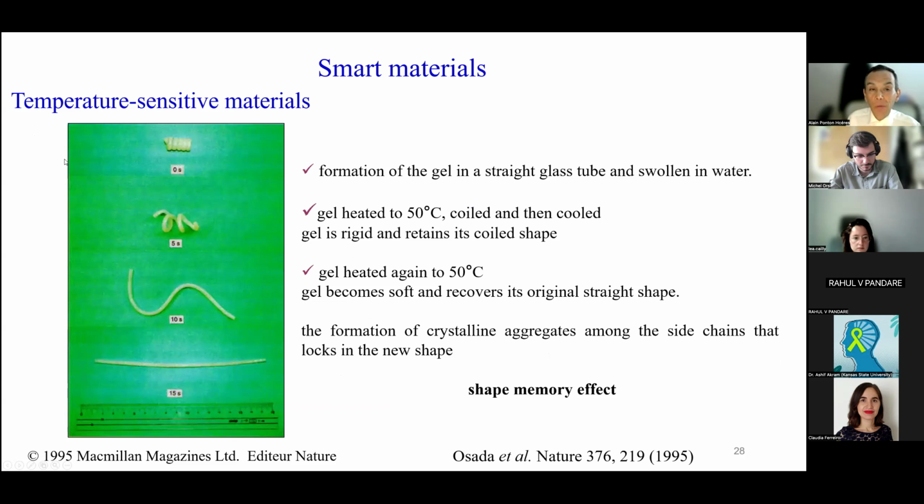Another example of temperature-sensitive materials: you can induce a shape transition just by changing the temperature, and you can also have a shape memory effect.